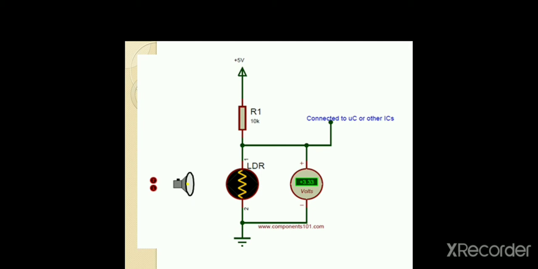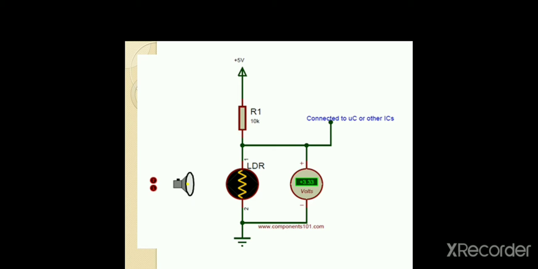A DC voltmeter is used to monitor the voltage across the LDR. If the lamp is moved towards the LDR, the resistance value of the LDR will decrease, and as a result the voltage at the output will also decrease. As we bring the lamp far away from the LDR, resistance will increase and the voltage also increases.